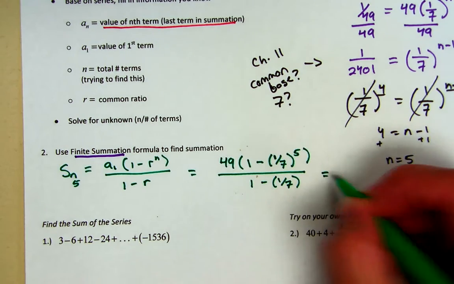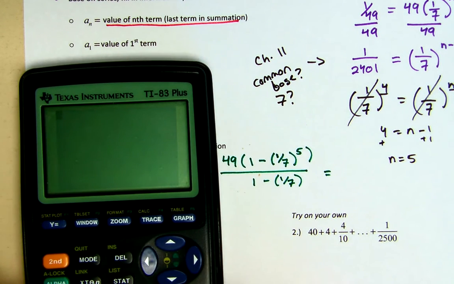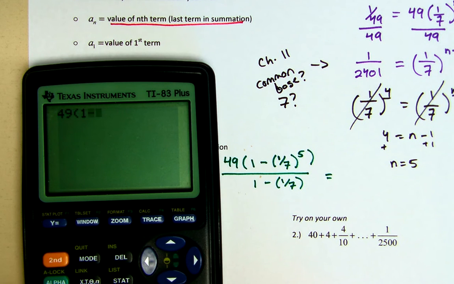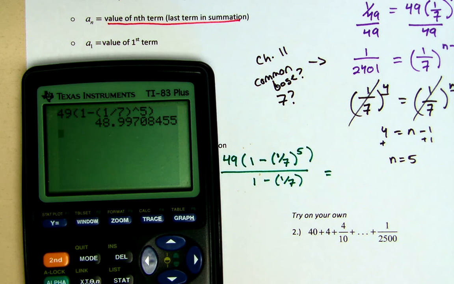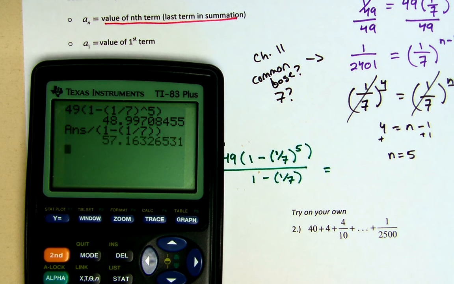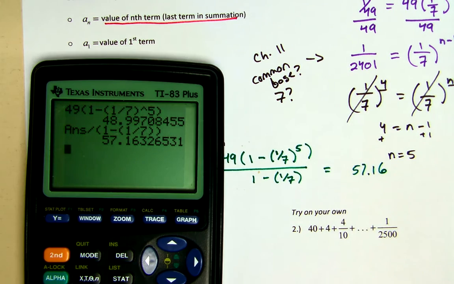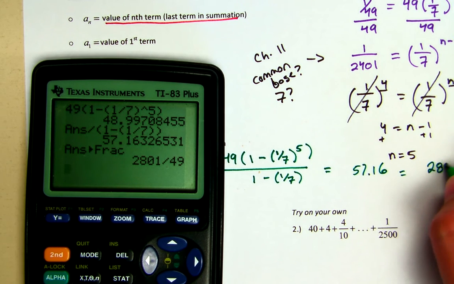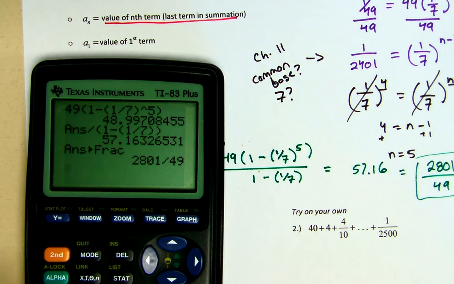Again, if we enter this in our calculator, it gets really tricky. So I want to show this to you. Let's do just the top first. 49 times 1 minus 1/7, raised to the 5th power, enter. Now divide that by 1 minus 1/7. Remember, fractions always go into parentheses. We get 57.16. But again, since everything was in fractions, let's turn that into a fraction. 2,801 over 49. And that is the sum of that series.